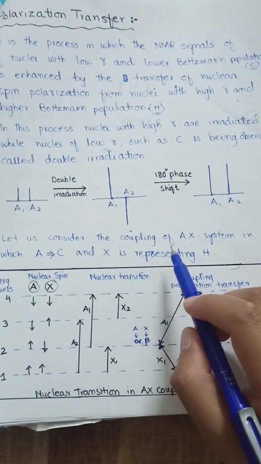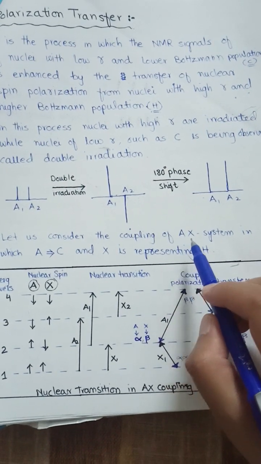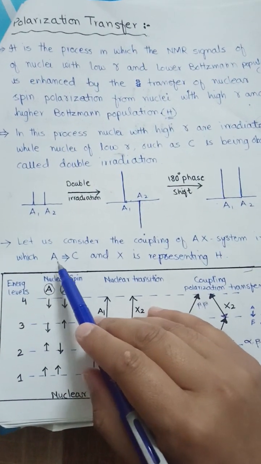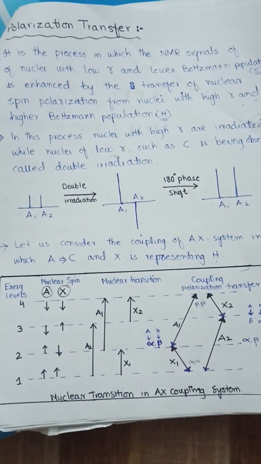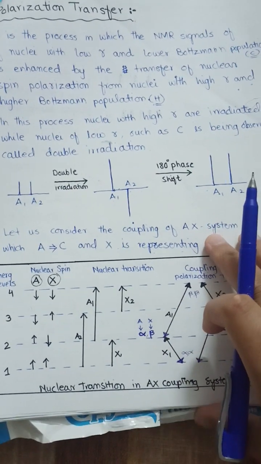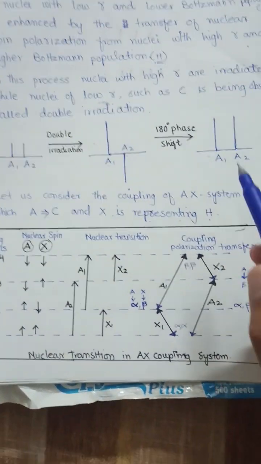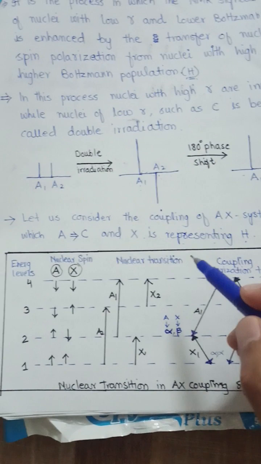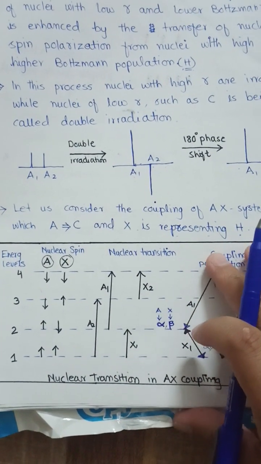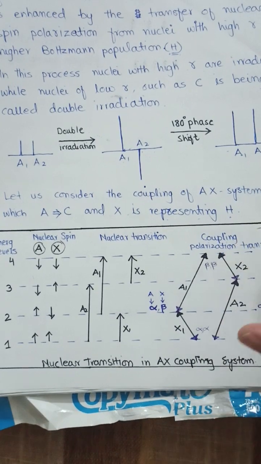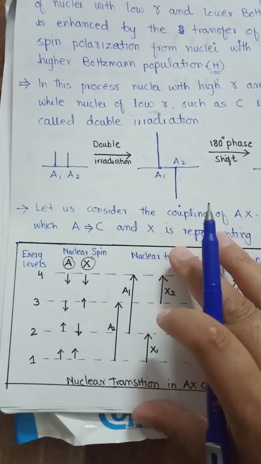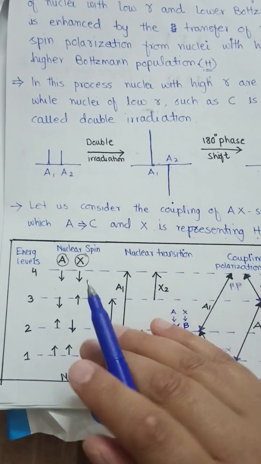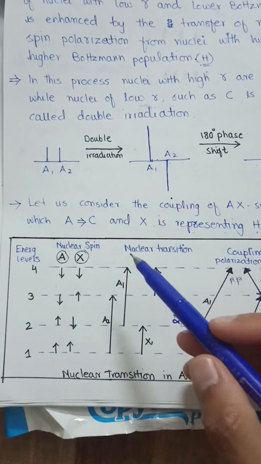Let us consider the example of coupling in an AX system, in which A represents carbon and X represents proton. Now we will consider the polarization transfer in the AX system. Similarly, we will get polarization transfer in AX2 or AX3 systems, that is CH2 or CH3. So in C-DEPT we get the signals of CH3, CH2 and CH, but not a single carbon, that is C will not give us a signal because the polarization transfer does not occur without a proton.